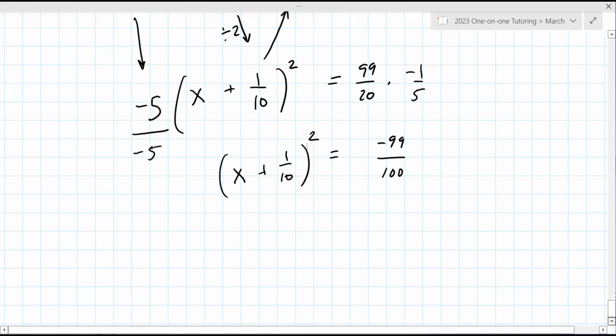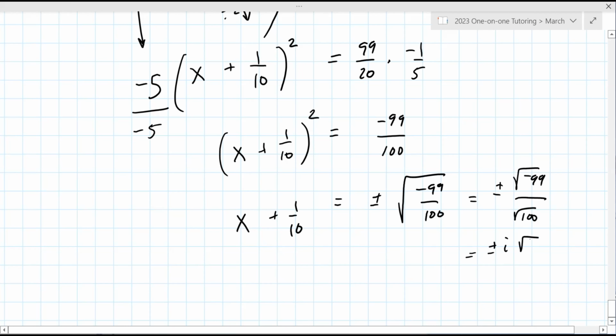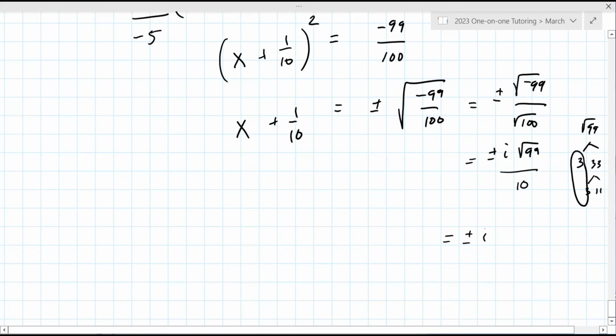Okay, so you take a square root of both sides: x plus 1 over 10 equals plus or minus square root of negative 99 over 100. So it's plus or minus square root of negative 99 over square root of 100. The top is plus or minus i square root of 99. Square root of 99 does reduce: 3 and 33, 3 and 11, pair of threes. The bottom becomes 10. So this is plus or minus i 3 square root 11 over 10.